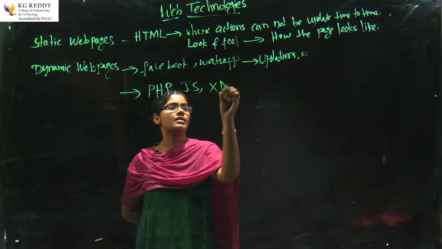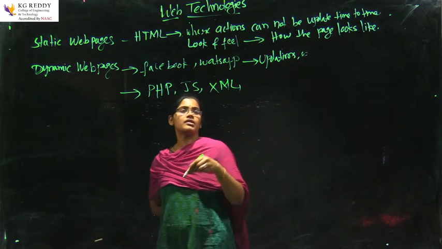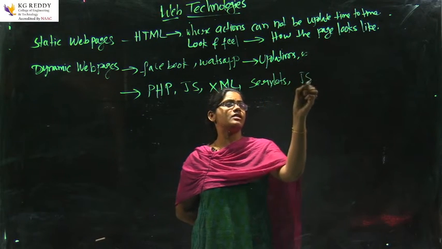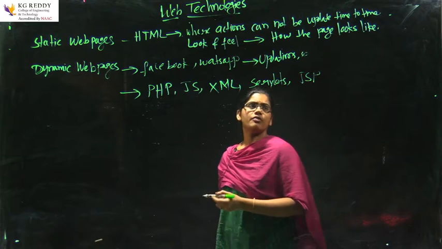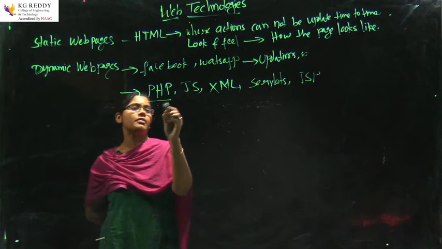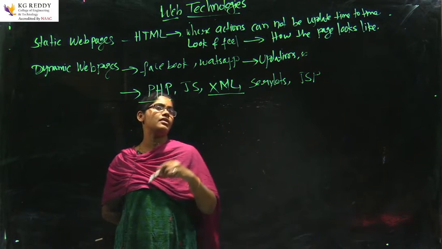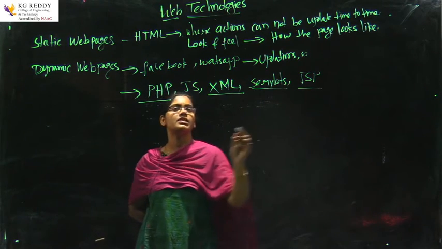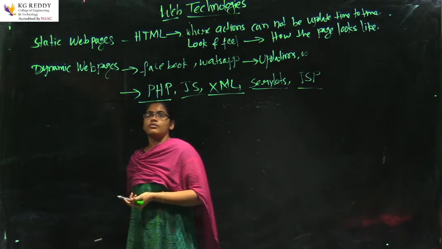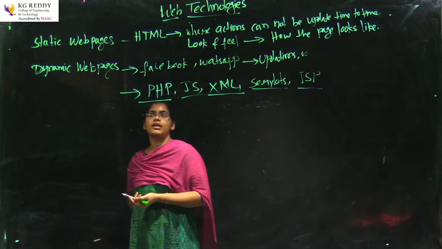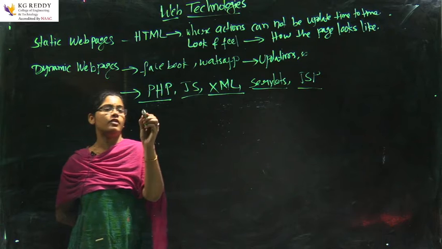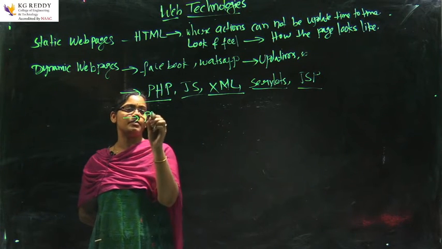We can use XML and servlets and JSPs. In our syllabus, the very first unit is about PHP, the second unit is about XML, third servlets, fourth JSP, and the last unit, fifth unit, is about JavaScript. So we will discuss each unit in detail. So what is PHP? The very first unit is about PHP.